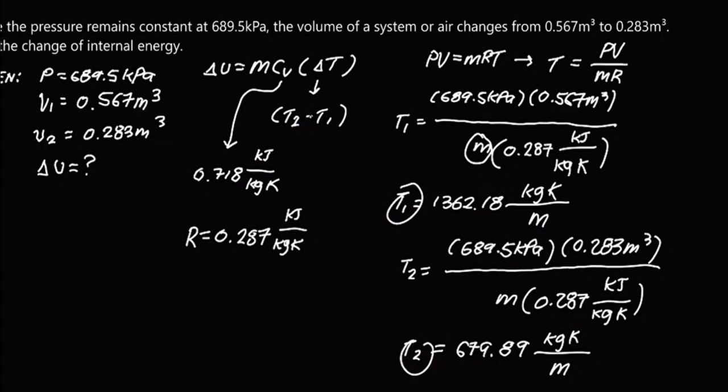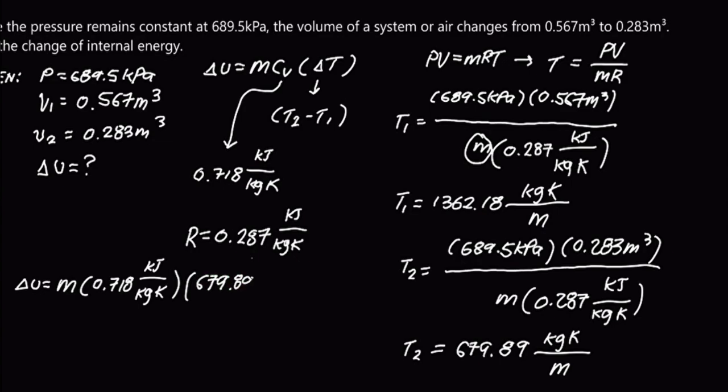We can now return to our main working equation to solve for delta U and substitute all the values that we have. For m, we still don't have any. For CV, we have 0.718 kilojoule per kilogram Kelvin. For delta T, we have T2 minus T1, which is 679.89 minus 1362.18, and its unit is kilogram Kelvin per meter.